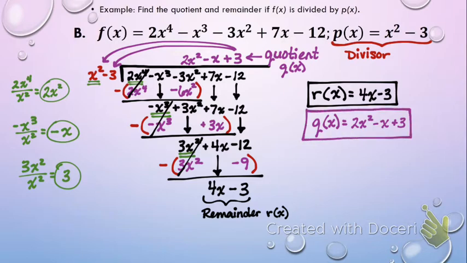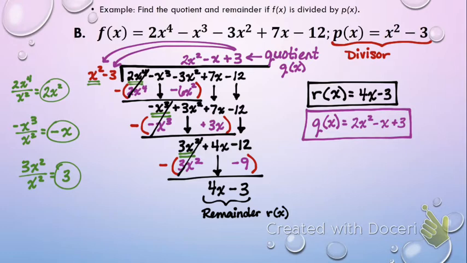I'm not going to do it right now, but how would I go about checking this if I wanted to make sure I was right? Substitute in for f of x equals. Yes, substitute it into that division algorithm. I would take P of x, multiply it by Q of x, and then I would add that to R of x.